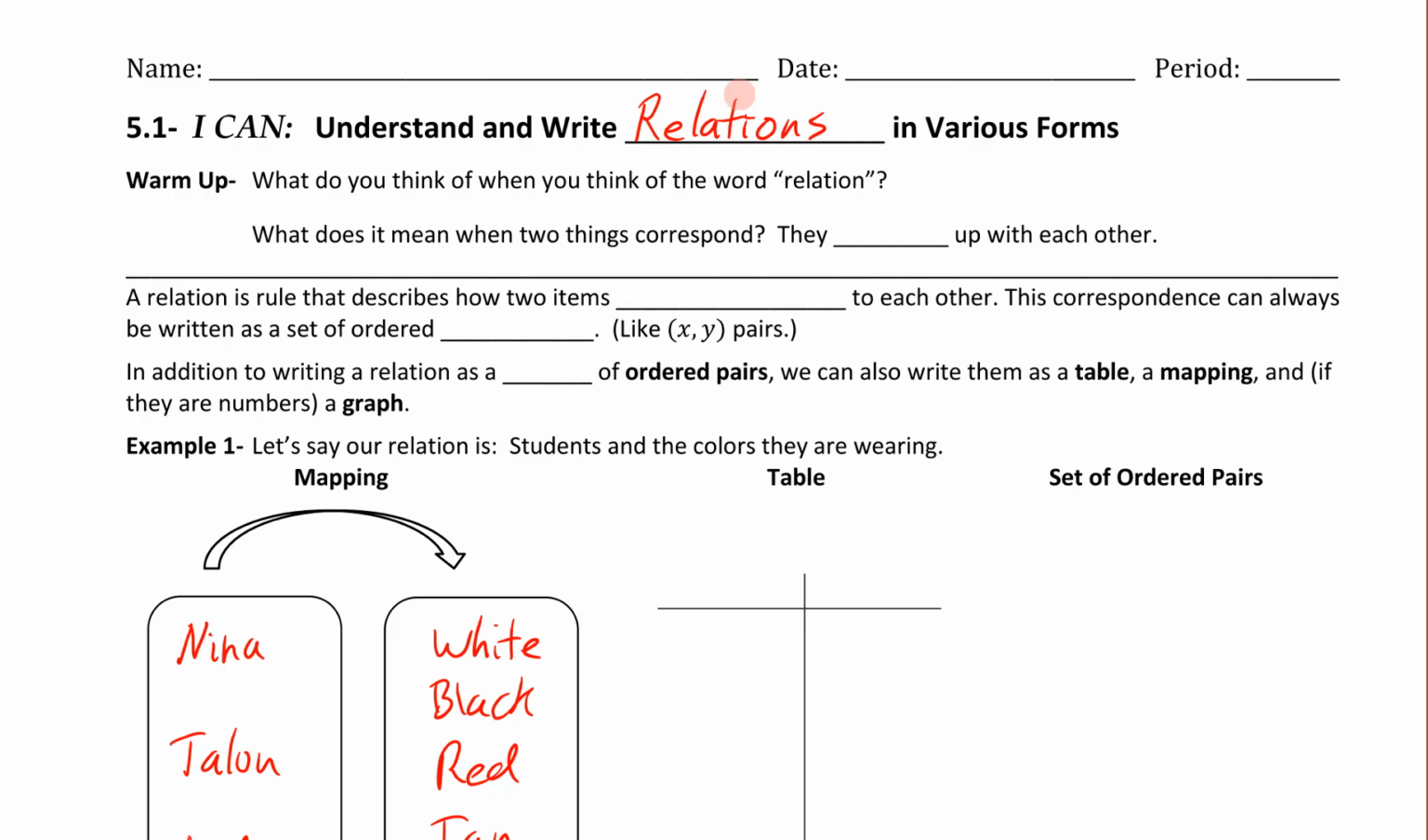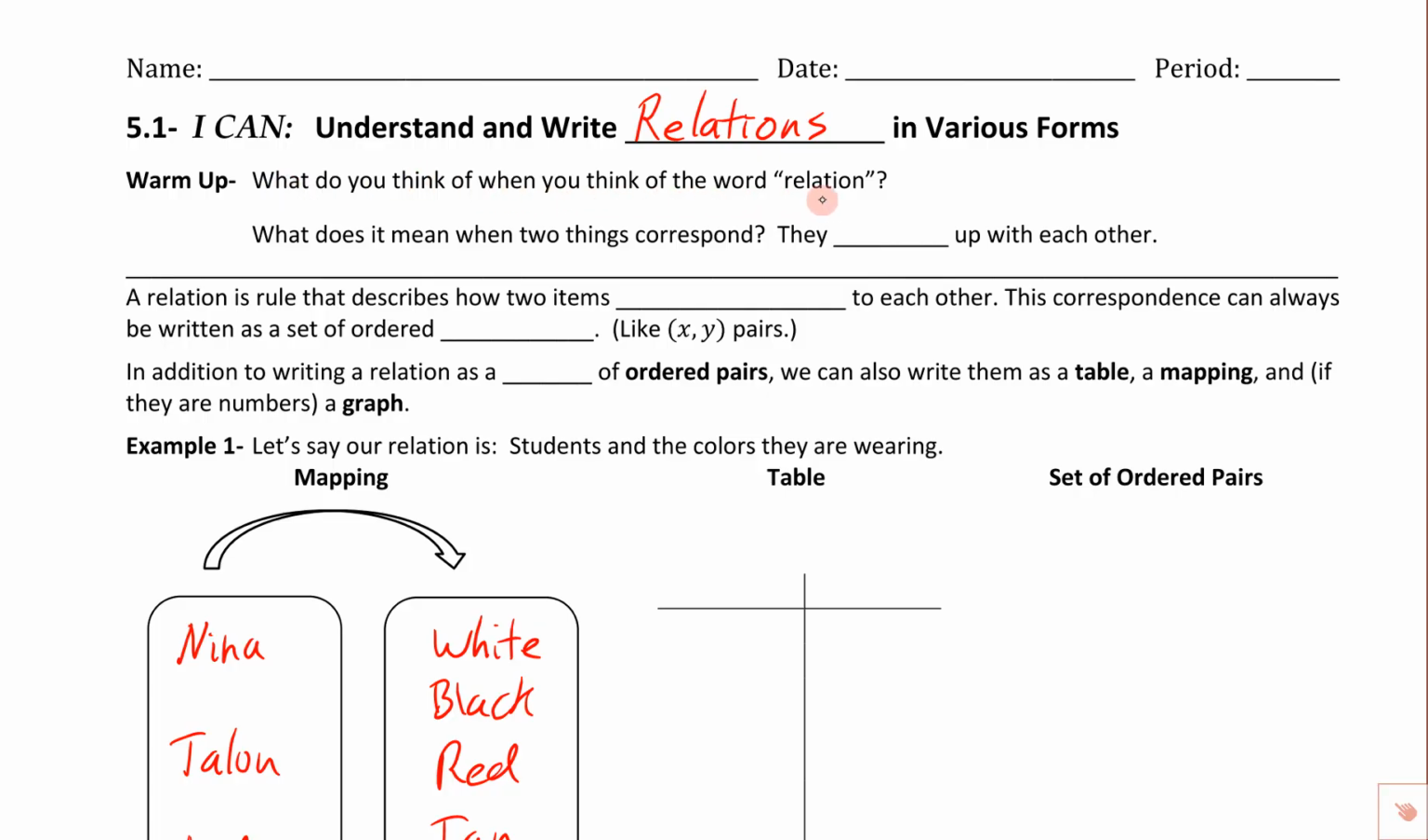We're going to start Unit 5 by talking about something called a relation. So the I CAN statement for Section 5.1 is I can understand and write relations in various forms. So go ahead and write the word relations right there. We'll be talking about relations in this particular section, and let's start off with the warm-up. It says, what do you think of when you think of the word relation?